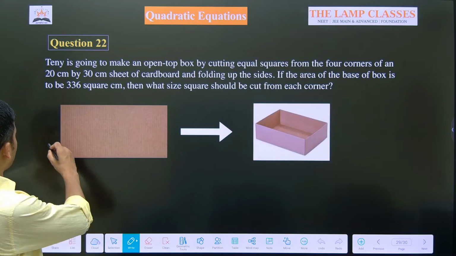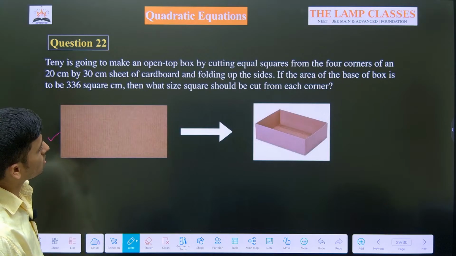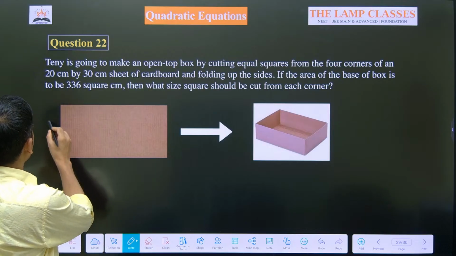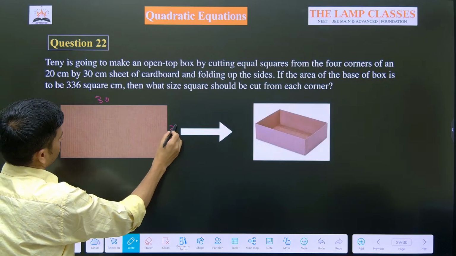So this is the cardboard. We are cutting equal squares from each corner. The dimension of this is 20 by 30. If this is 30, this has to be 20.